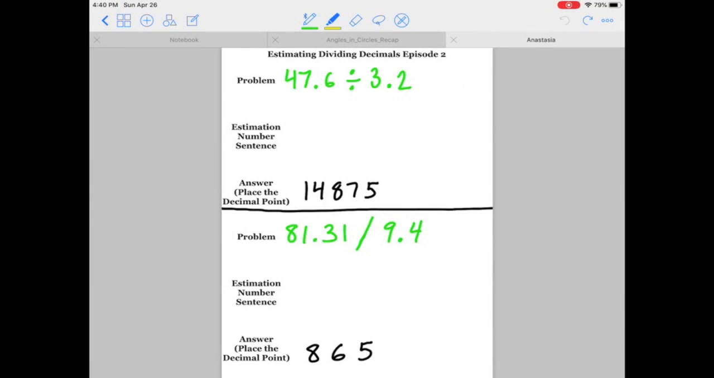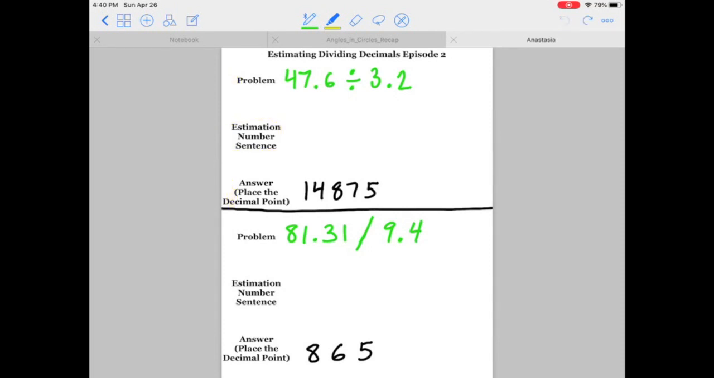Okay, so for dividing these decimals, you're going to notice a couple things here. We have the problem first up here, and then I'm going to have the exact answer here. The only thing this answer is missing is the decimal point. We have to figure out where the decimal point goes in the answer, and the way we're going to do that is by getting the estimation number sentence right there. Okay, so let's take a look at the first one.